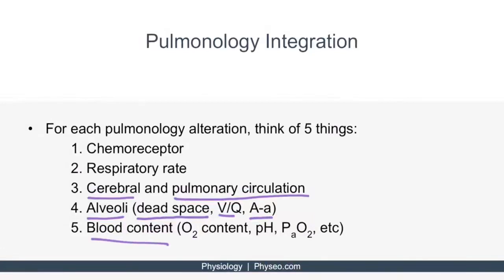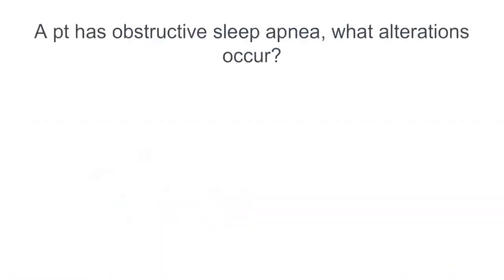Lastly, think about blood content. Some examples you're going to want to think about are oxygen content, the pH, the partial pressure of oxygen, and several other things. But mainly just, if you can think of these 5 things with each pulmonary physiology question, you will do quite well. Okay, so let's apply this knowledge.